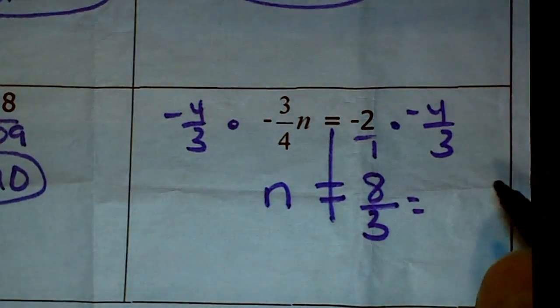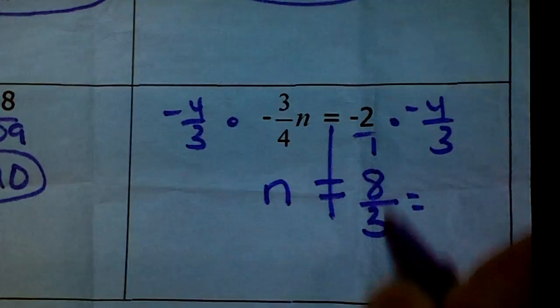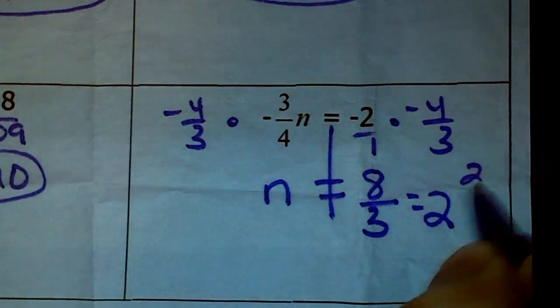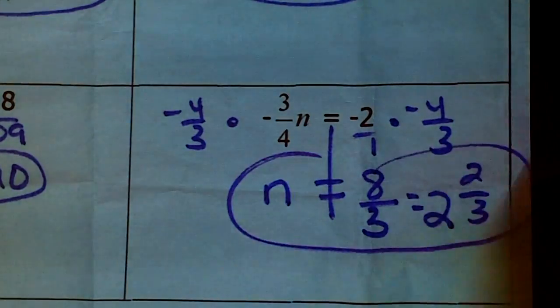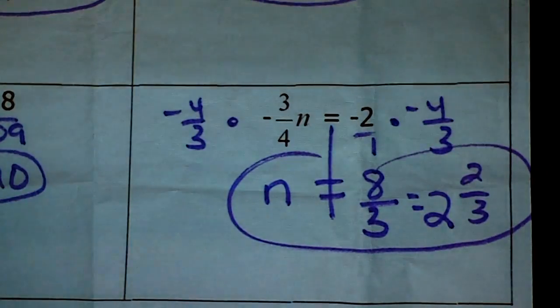And of course, this is improper. Nothing improper allowed. So 3 goes into 8 twice. There are 2 left over out of 3. So 2 2/3 is what I would want it to say.